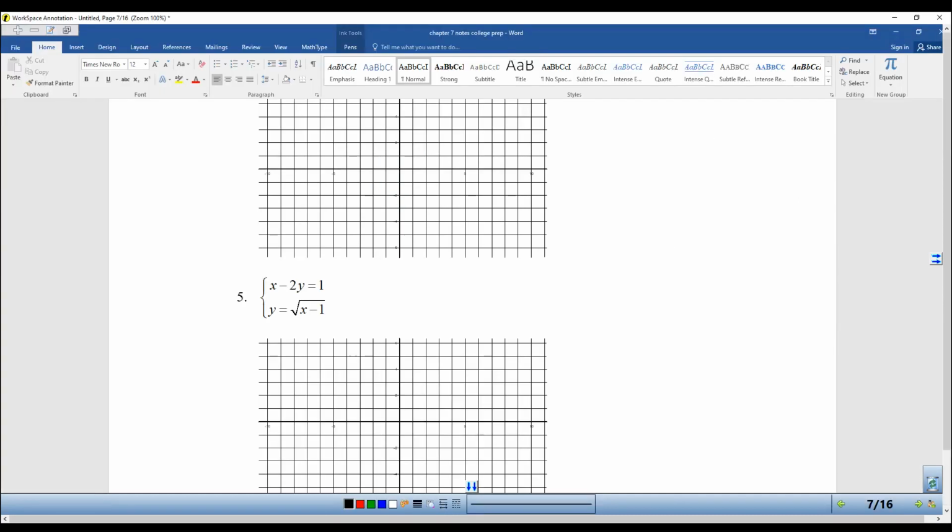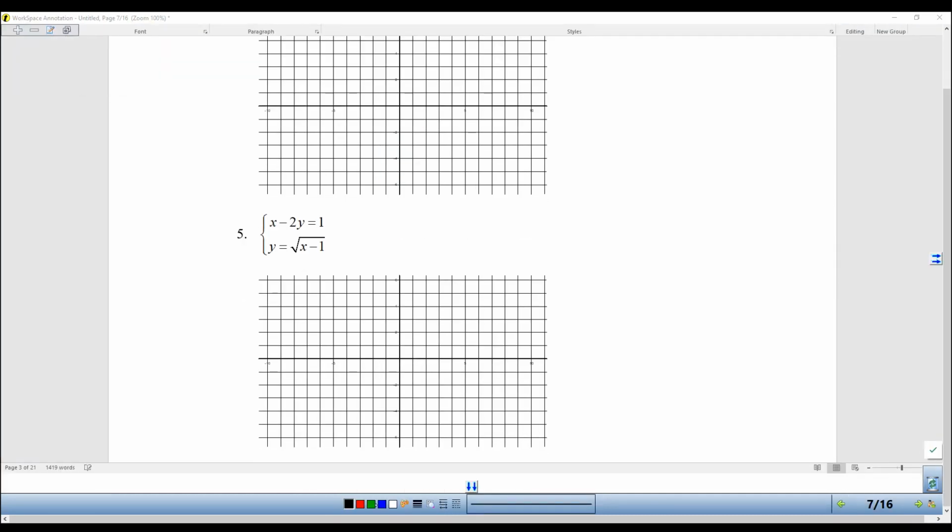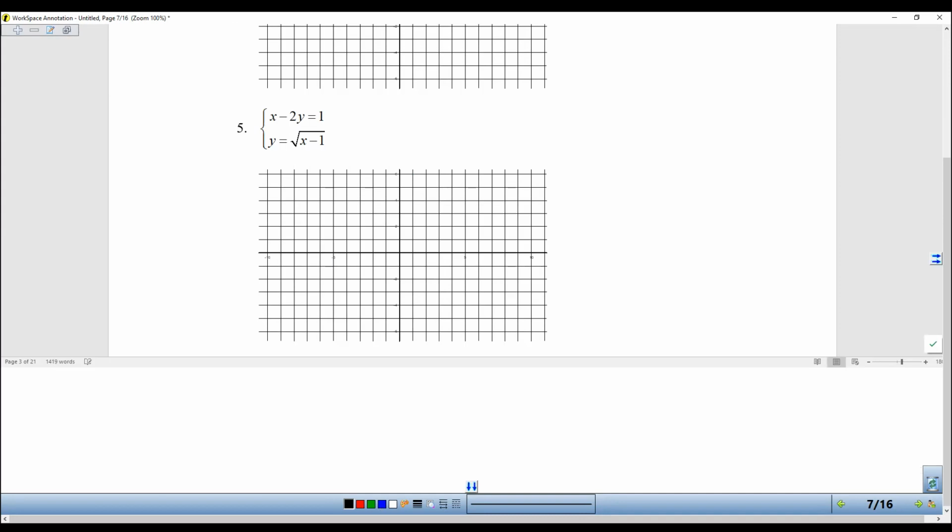Next one, number 5. Ooh, square root function. So we haven't done one of those yet today. So a little review, that square root function's general shape looks like this. And the points I want you to memorize are 0, 0, 1, 1, 4, 2. 0, 0, 1, 1, out 4, and up 2. But this one has been moved to the right one. I'm just going to mark over here. This is just the parent graph.